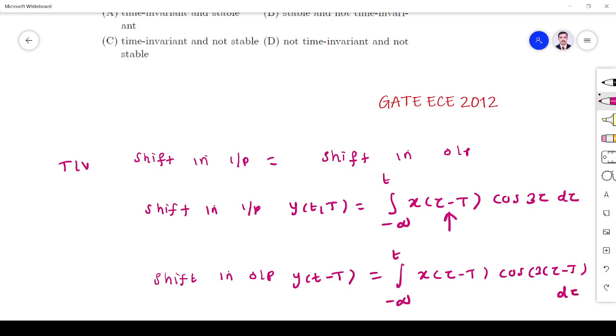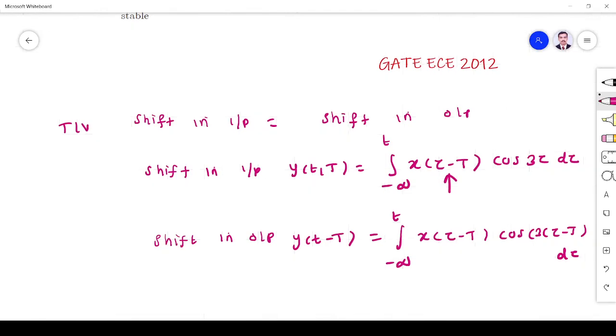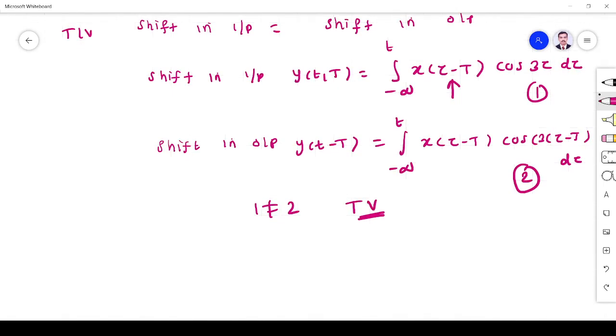Okay, so what happens, the equation is now differing. This is equation number 1, and this is equation number 2. You see that in 1 and 2, shift in input is not equal to shift in output. So equation 1 is not equal to equation 2, and it is a time variant system. Next we have to check stability. Stability does not mean time variant or not time invariant.